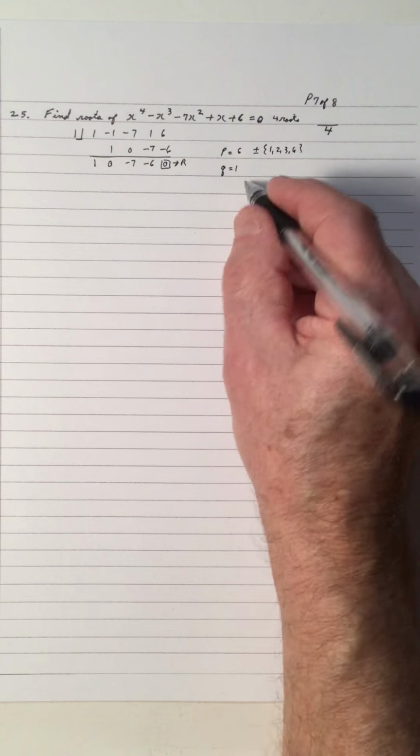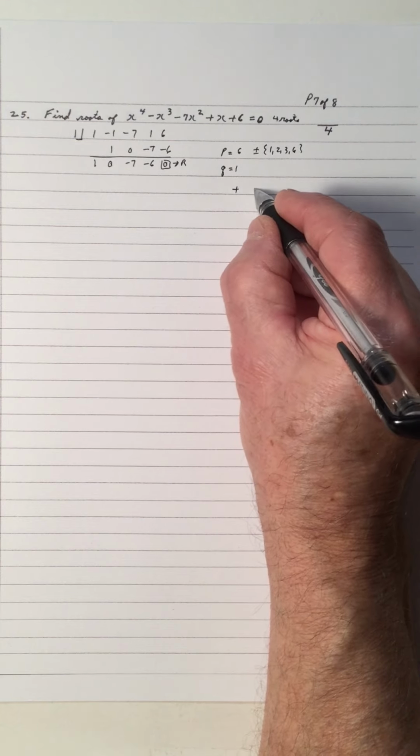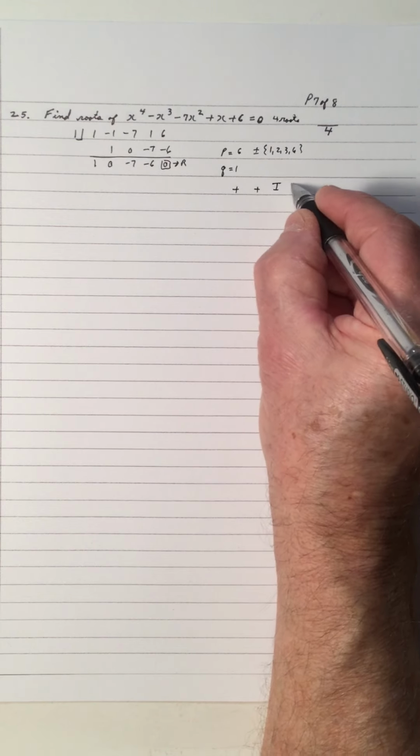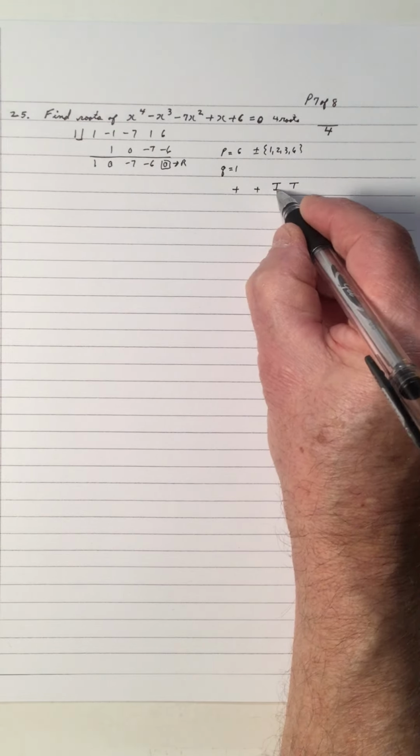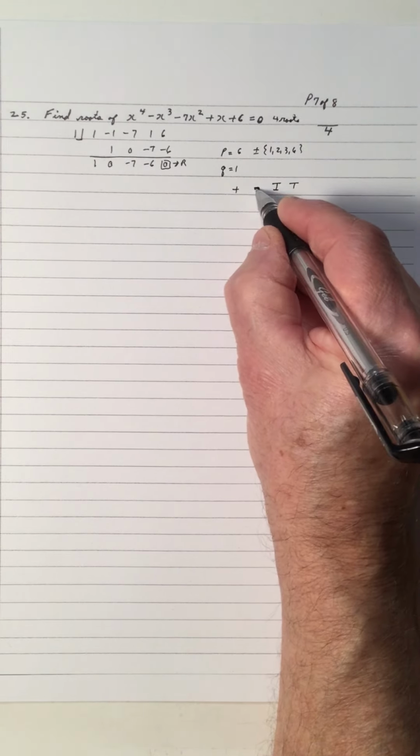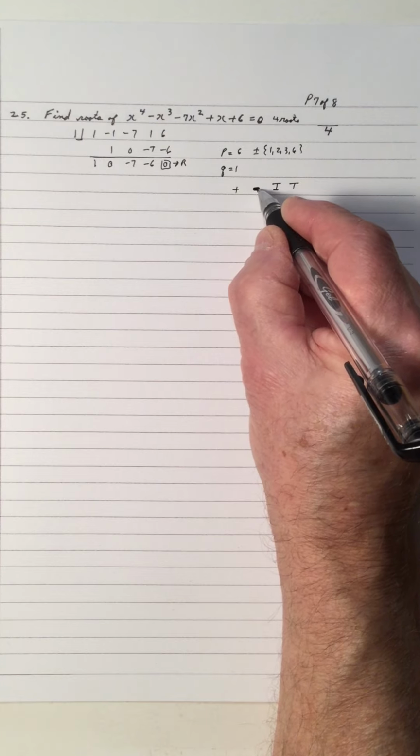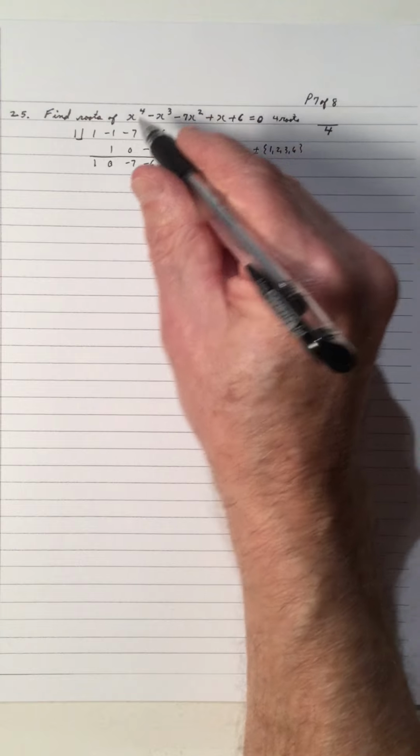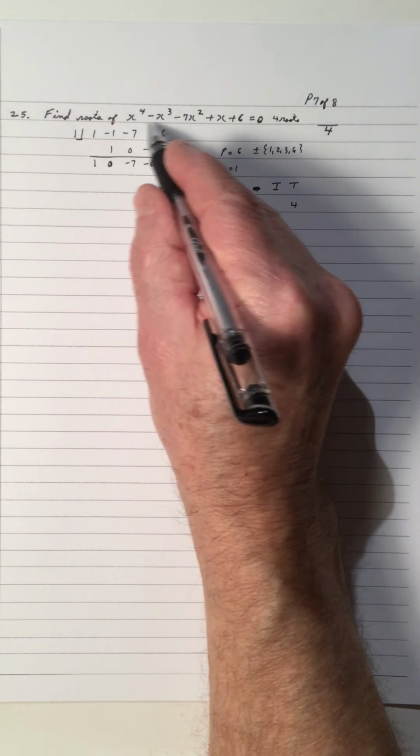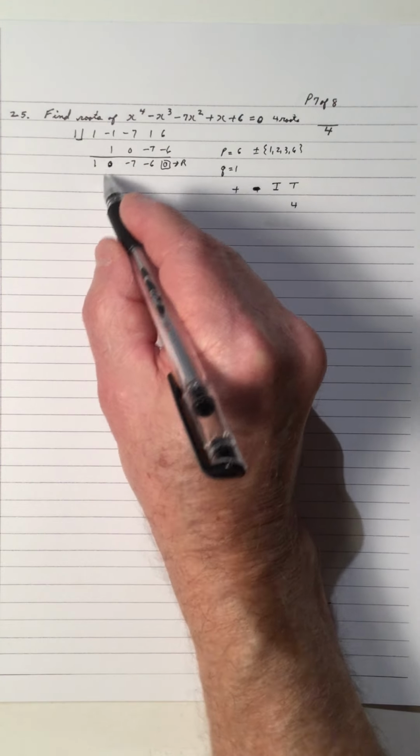Now we have to do plus, minus, imaginaries, and total. And there are 4 roots. So there's 4 roots. Oh, that's plus minus. That's a minus there. So you can look at this equation here, or you can look at this one, but let's look at the depressed equation.